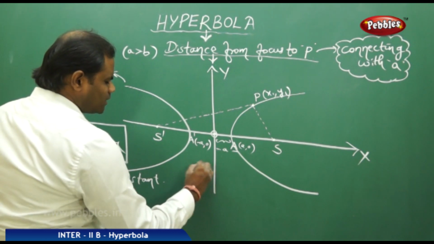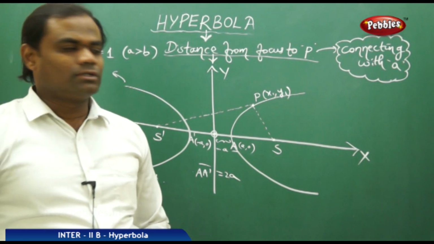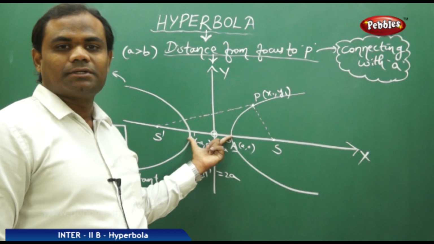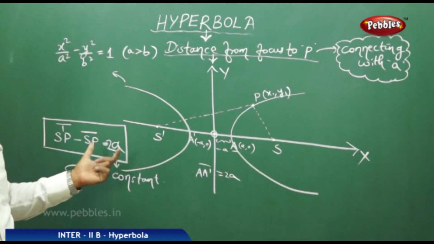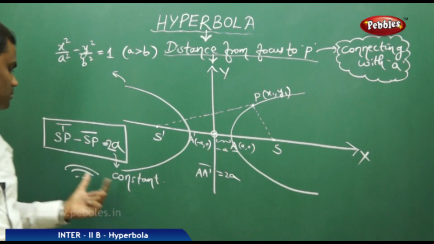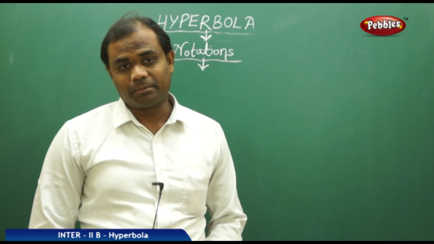So the distance AA' is 2a. So SP plus S'P is equal to AA', which is 2a, or S'P minus SP is AA', which is 2a. Now let's see the general notations for hyperbola.